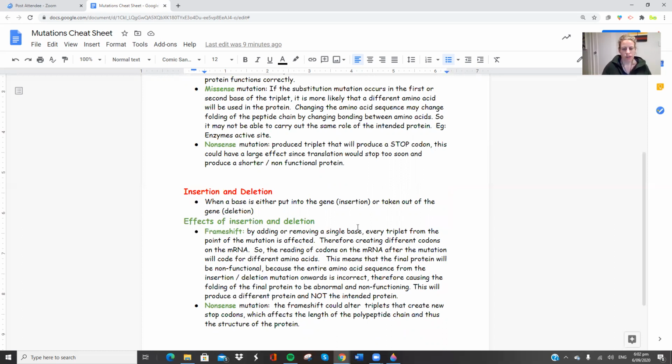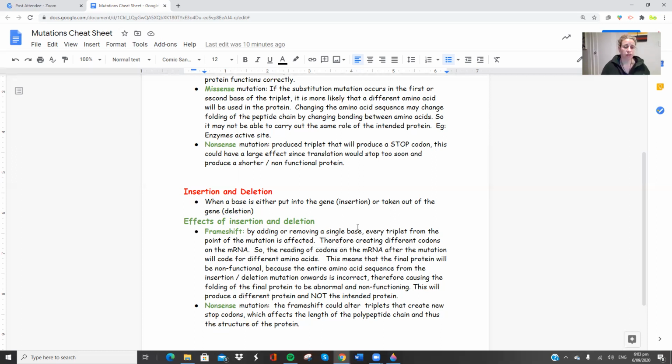It won't work because the entire amino acid sequence from where the mutation is onwards is incorrect, therefore causing the folding of the final protein to be abnormal and non-functioning. This will produce a completely different protein from what was intended. So there's two things to that. So the intended protein won't be produced. So if it's an enzyme that's needed for a reaction, that reaction won't happen. And a different protein will be created, and that protein could actually be dangerous for the body.